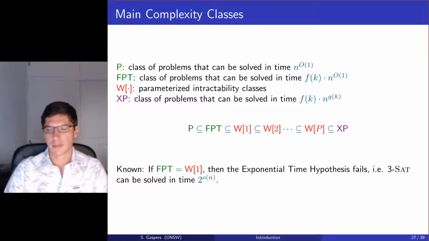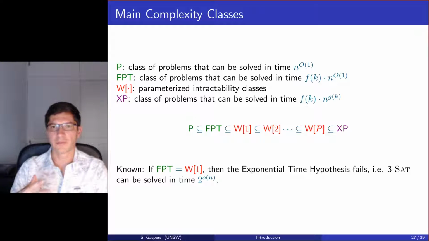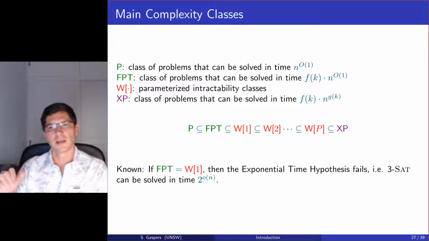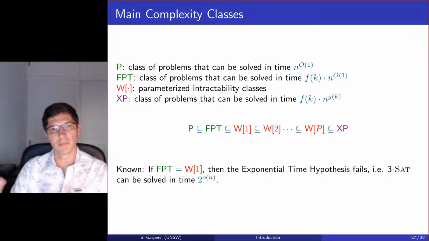And then we have some parameterized intractability classes. Those play kind of the role of NP in classical complexity. So if we can show that a problem is hard for one of those classes, then very probably the problem does not have an FPT algorithm.